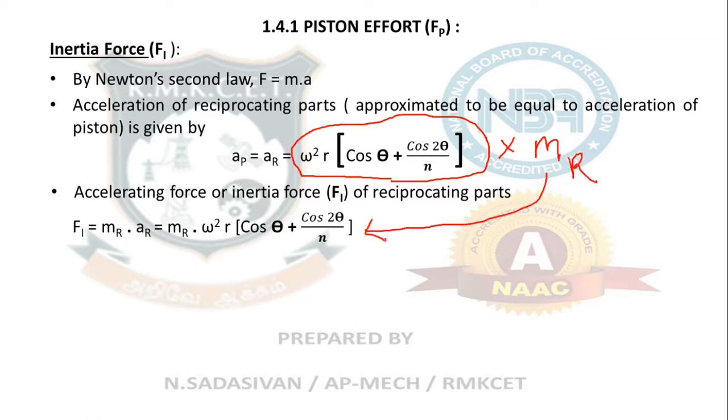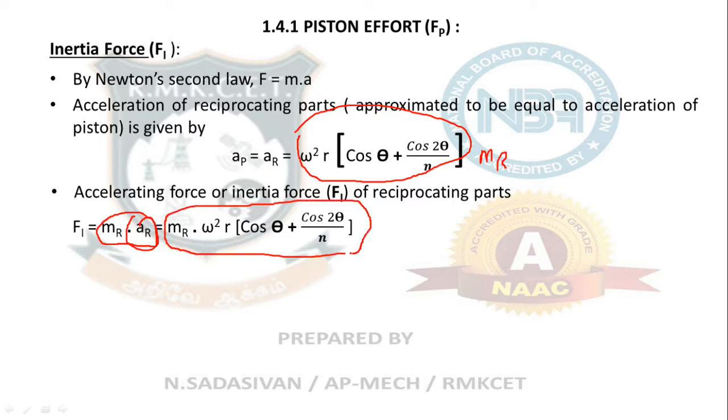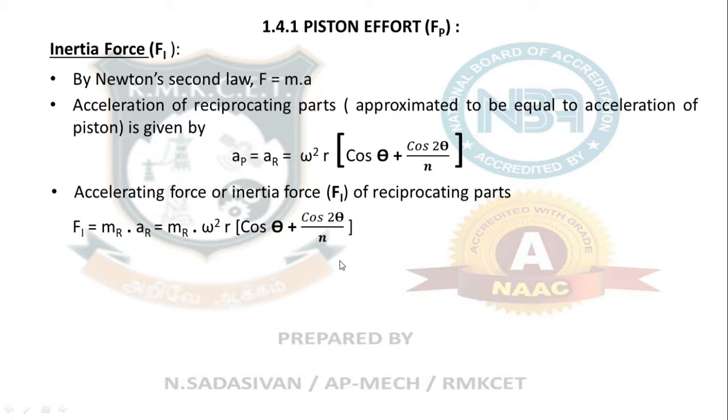Okay, if I do that, then what will happen? F equal to m into a will become a force. That force is the inertia force. So what I am getting is Fi equal to mass into acceleration. In place of this acceleration I am going to write this entire formula. Therefore you just multiply this equation with the mass of the reciprocating parts, so you get mass into acceleration, which is the formula for finding the inertia force. Where mr is the mass of the reciprocating parts.